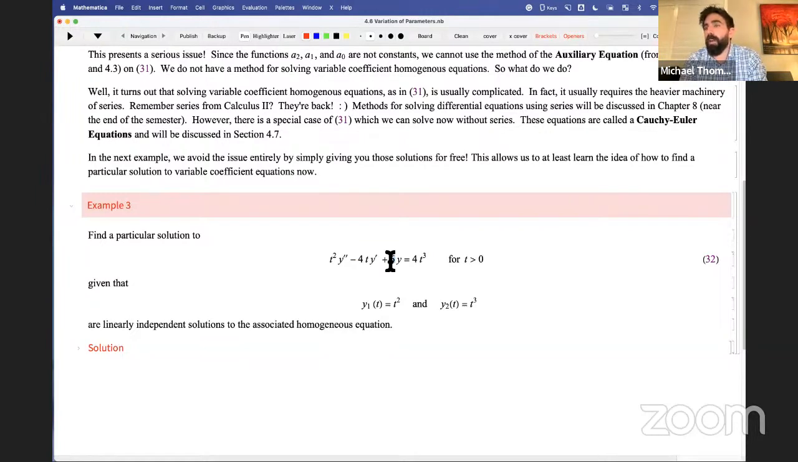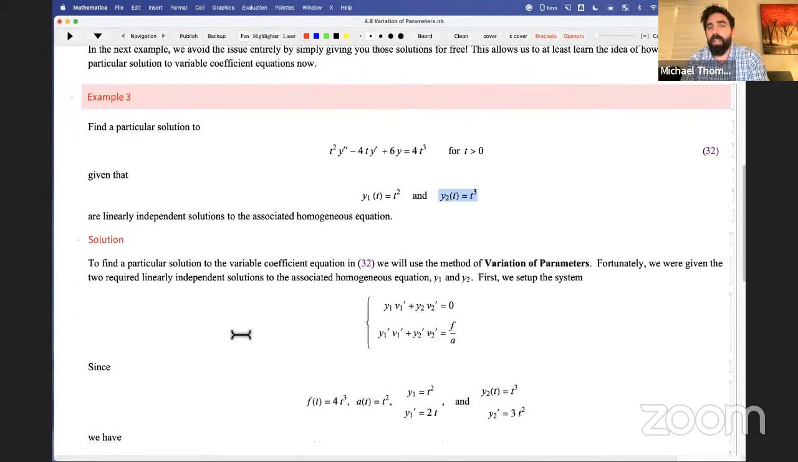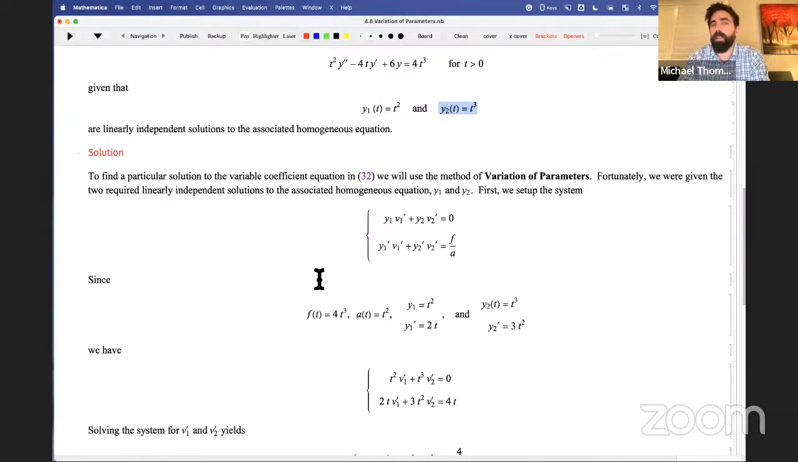Unfortunately, we need a y1 and y2, two linearly independent solutions to the corresponding homogeneous equation. So what do we do? We give them to you for free, at least in this section. So there they are. Those are definitely linearly independent, and they are solutions. You can check them if you want. So this makes our work pretty easy. It's a straightforward application of variation of parameters.